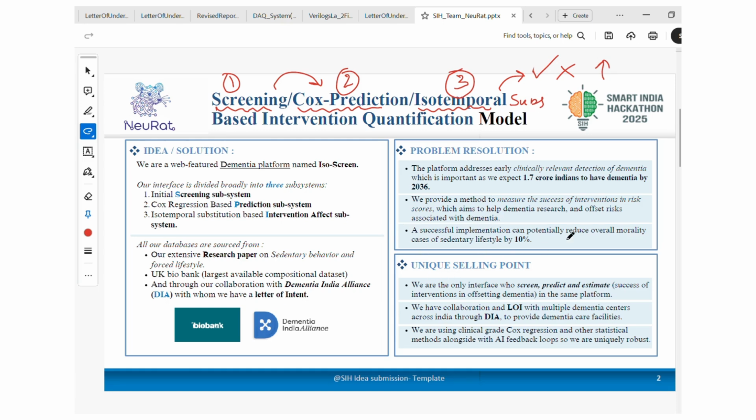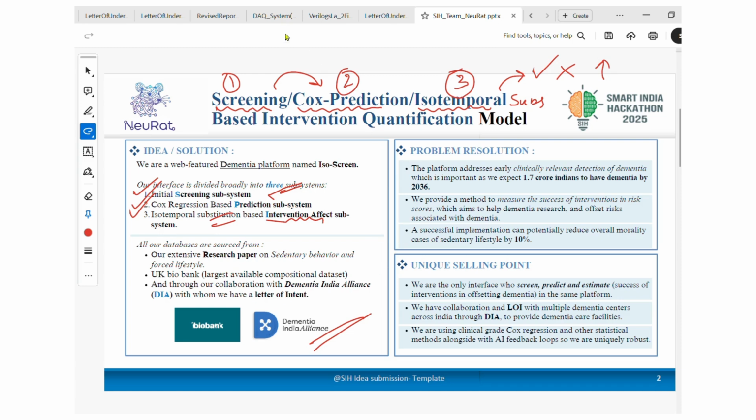As I've previously told, we have three subsystems. We are a screening model, we are a prediction model, we use Cox regression, and we also use isotemporal substitution to model the intervention effect, to identify how well certain offsetting treatments are working on the patient and how well they're not. So this is what we are, and we have tied up with the Dementia India Alliance.